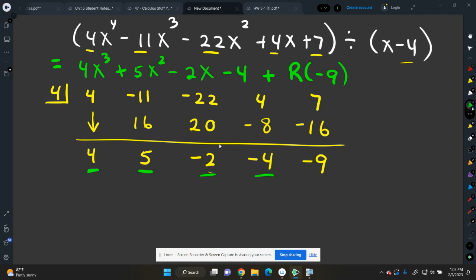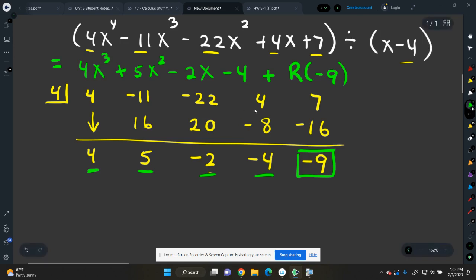That last number, if it's a 0, then there's no remainder. This last number, this is the remainder. So it's like a 0, but like, no, give me a second, and I'm going to talk about that. Okay, this is our remainder.